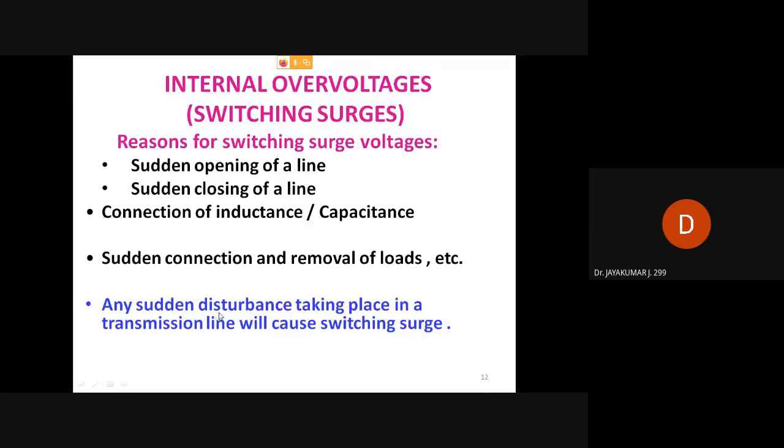Then, fourth reason, any sudden disturbances taking place in the transmission line will cause switching surge. Sometimes during the rainy, stormy or windy season, a tree may fall on the transmission line. Because of that, short circuit takes place and voltage surge will take place. These are a few internal reasons which cause voltage or switching surge.